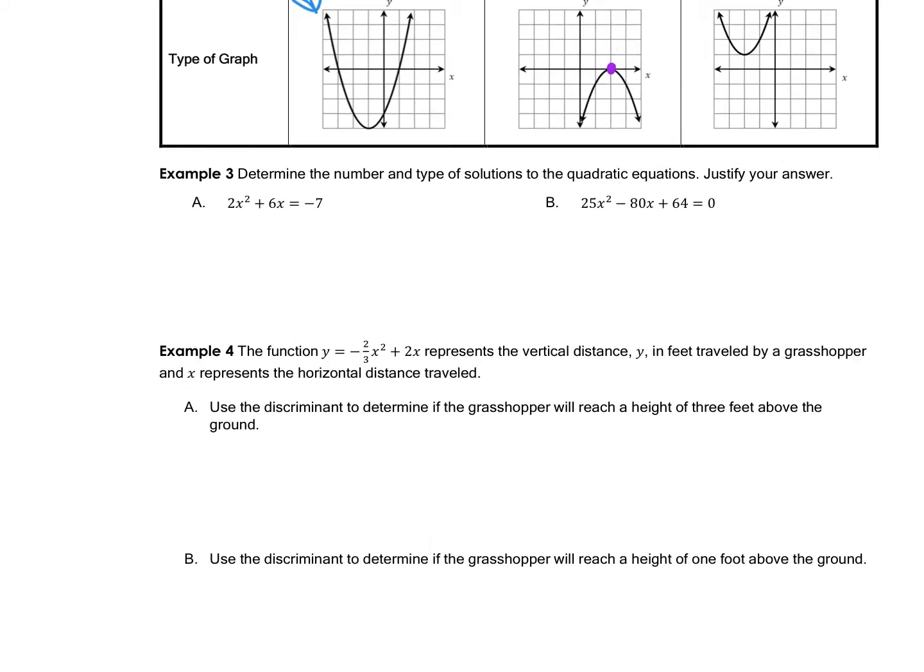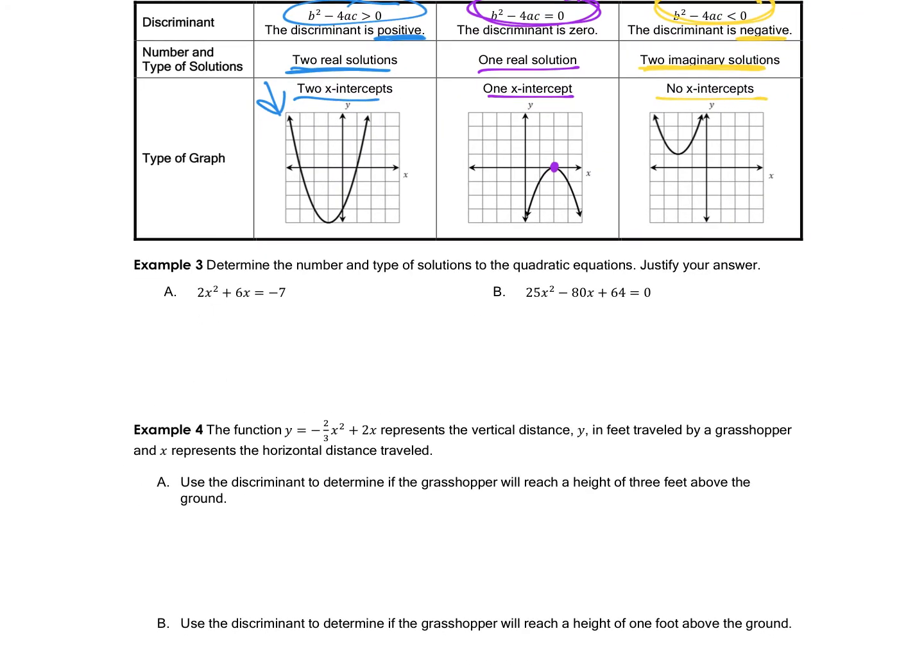So part 3, we're going to determine the number and type of solution to the quadratic equation. Justify your answer. First thing I have to do is set it equal to 0 and put it in standard form. Find A, B, and C. A is 2, B is 6, C is 7.